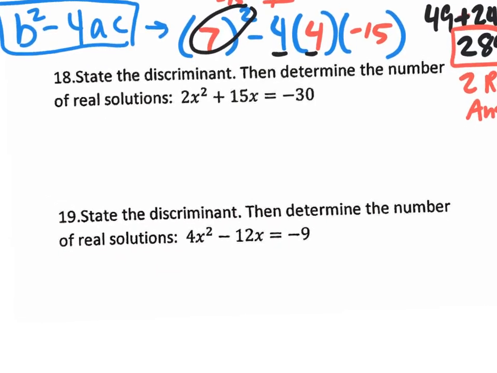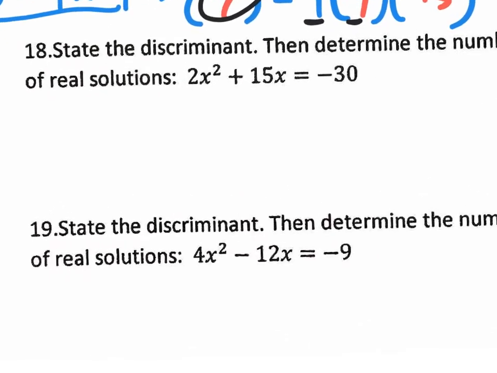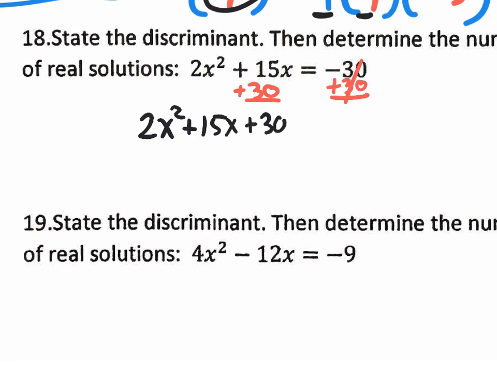Jumping to number 18, state the discriminant, then determine the number of real solutions. Wait a minute, that's the same exact instructions as 17. All right, so let's do the same exact thing here. Let's add 30. Let's rewrite it: 2x squared plus 15x plus 30 equals 0. Now we can identify our A value is 2, our B value is 15, our C value is 30. And we can plug it into the discriminant, B squared minus 4 times A times C.